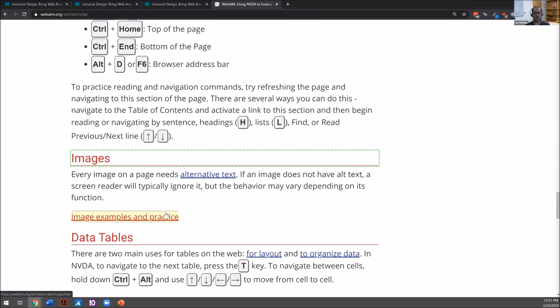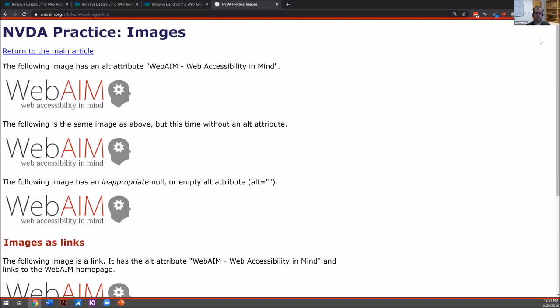So if I go to this image examples and practice, I'm going to move my mouse out of the way. The screen reader might talk for a second as I do. Okay, so I'm going to hit tab to jump to these links. Alternative text link. Image examples and practice, visited link. NVDA practice, images. And I can navigate through some of these images. I know that if I read through the page, it'll tell me information about this. For example, this first image.